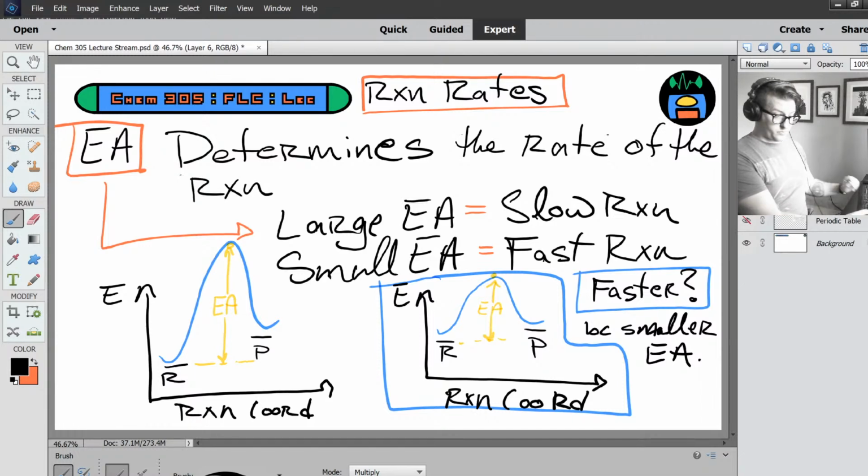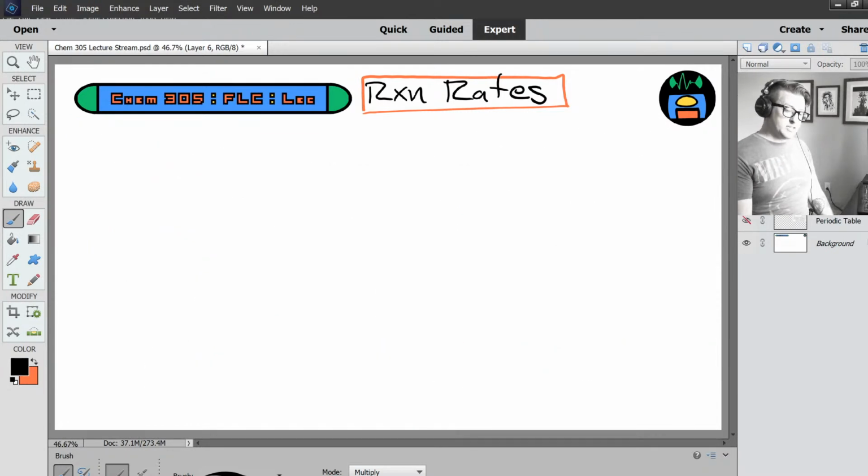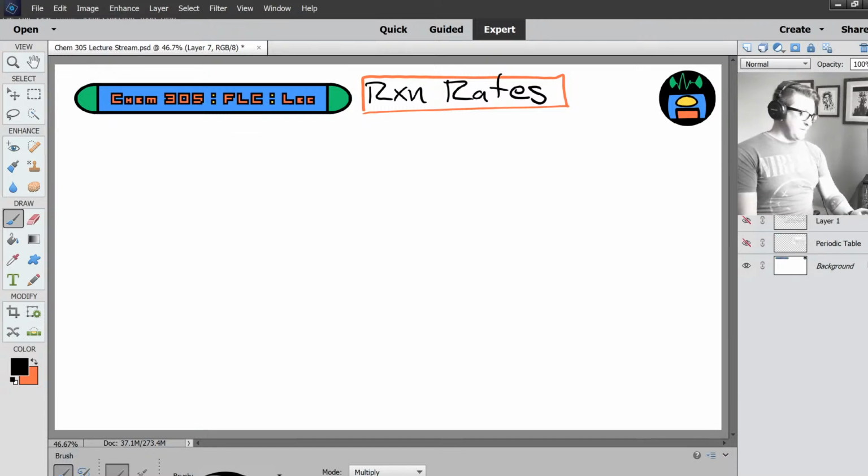Excuse me. So that is this. So when we talk about the rate of reactions, how fast they occur, activation energy is like the primal thing, right? It's the biggest determining factor, but it's not the only determining factor when it comes to reaction rates.